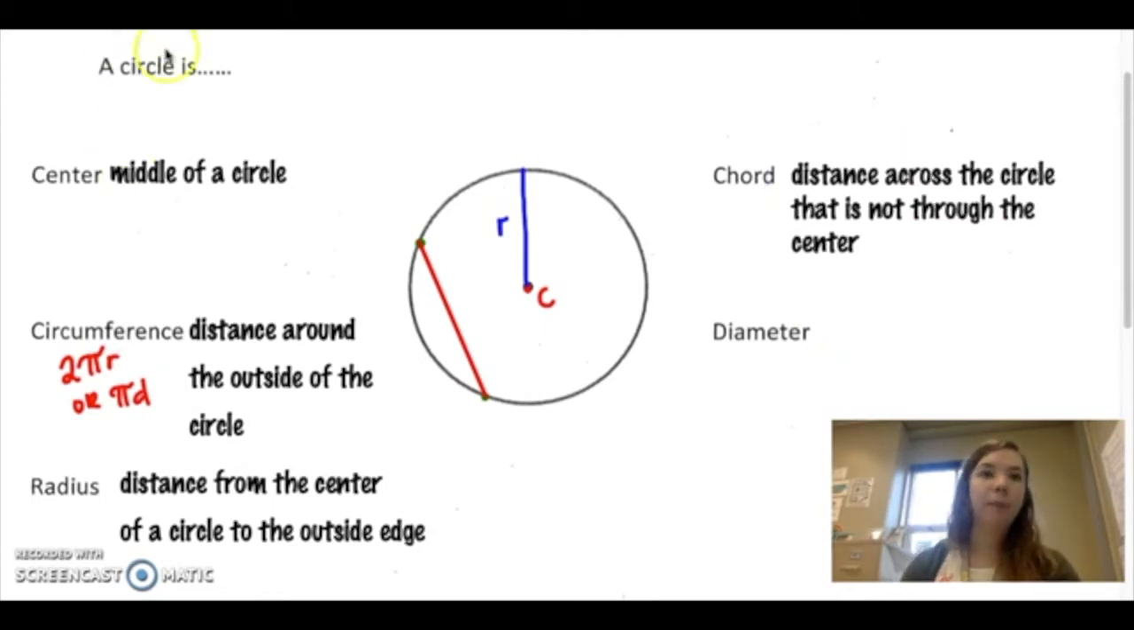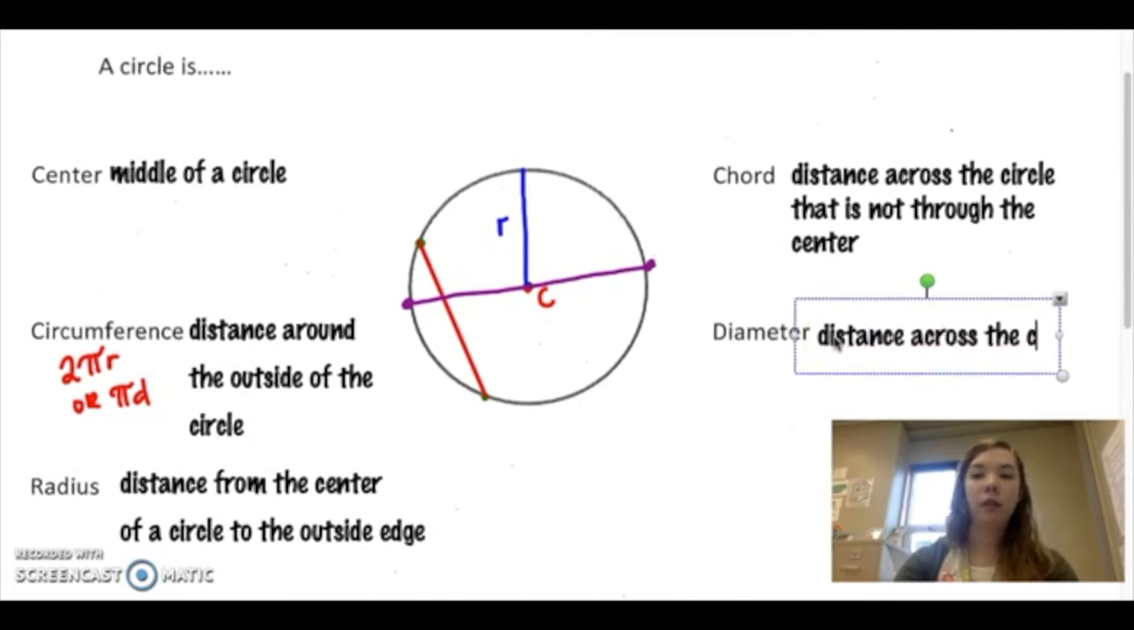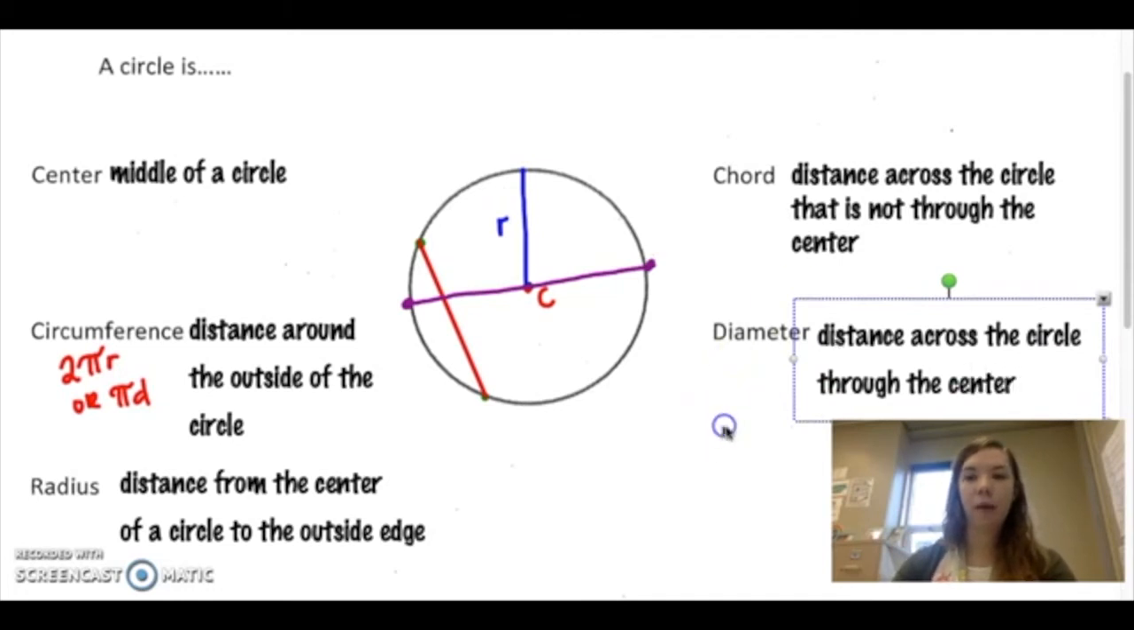And diameter is another one you probably already know. Would be the distance across the circle through the center. Okay, so make sure you have these. We're going to move on and do some more definitions on a new circle.